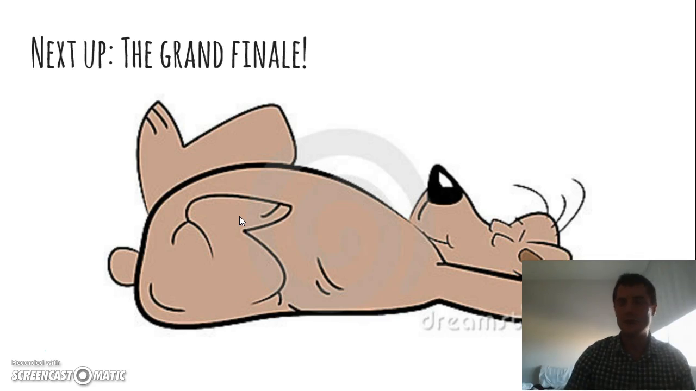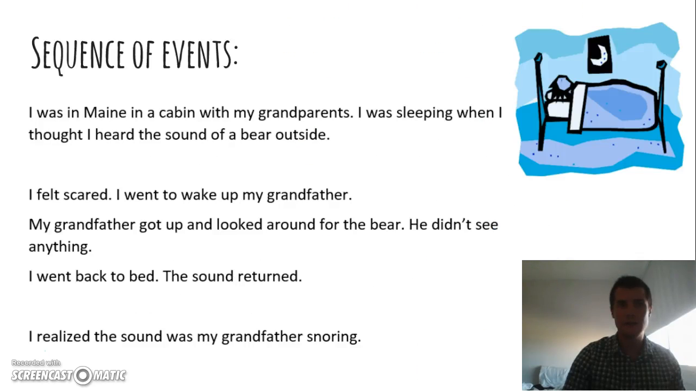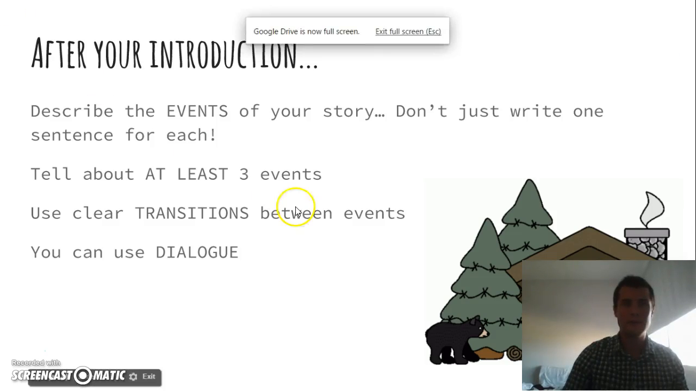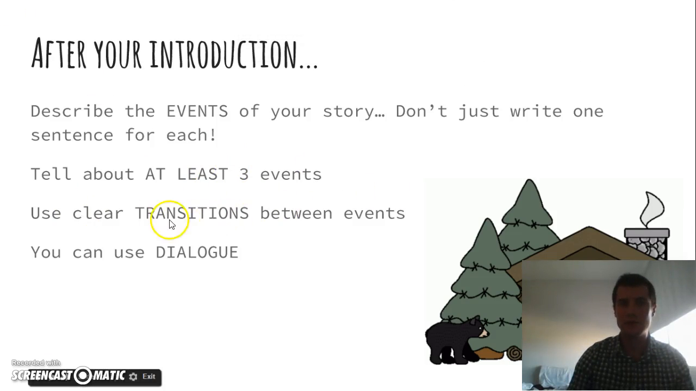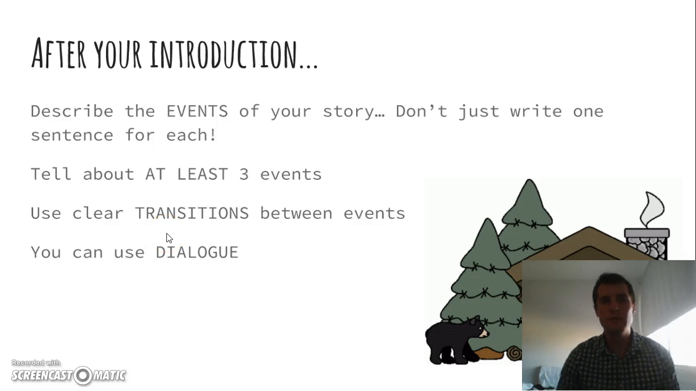Okay, so that's it. Describe clearly your events. Include at least 3 events. Make sure you use at least 3 of those transition words. And in one place, I want you to use dialogue to show what a character says. And that's it. If you follow those steps, that's what I'm looking for when I read the middle part of your essay.